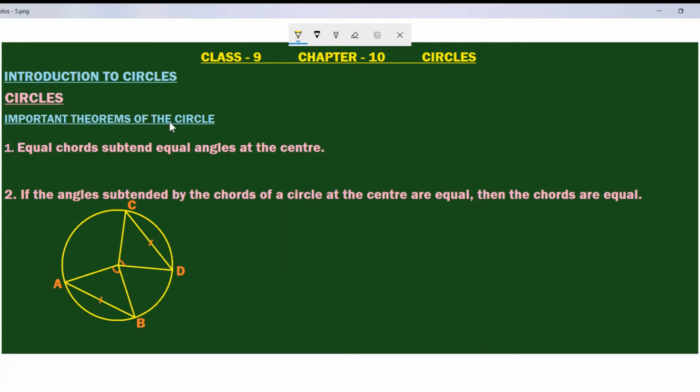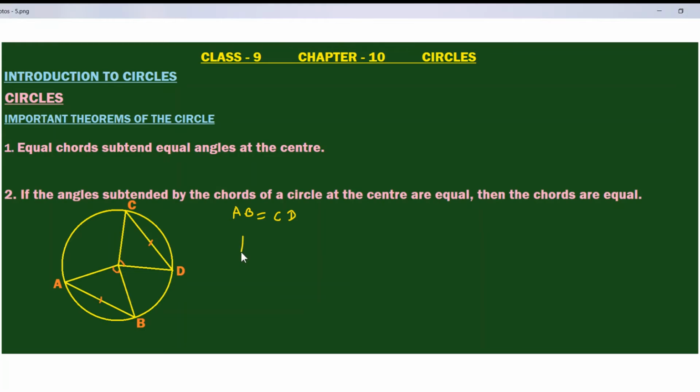Important theorems of circles. Hereafter we are going to learn theorems of circles and their proofs. The first one is: equal chords subtend equal angles at the center. Here I have drawn one circle and taken two equal chords. That means AB is equal to CD. The lengths of the chords are equal. If I make angles at the center using these two chords, they will be equal to each other. That we need to prove.